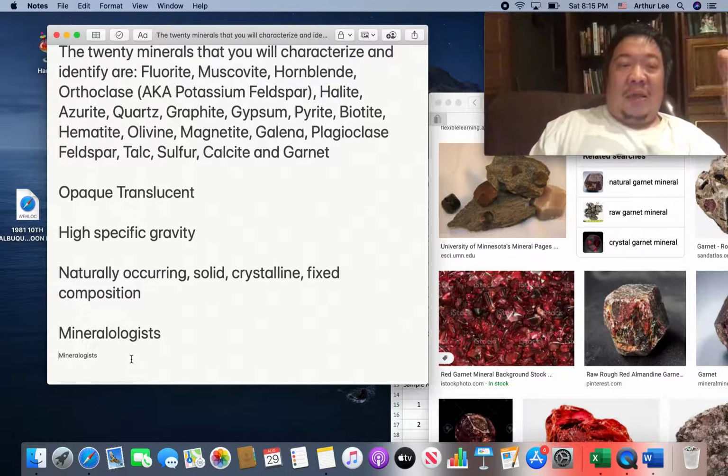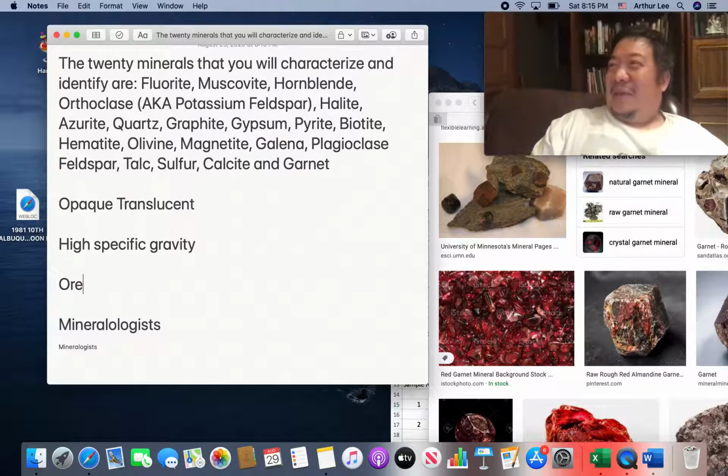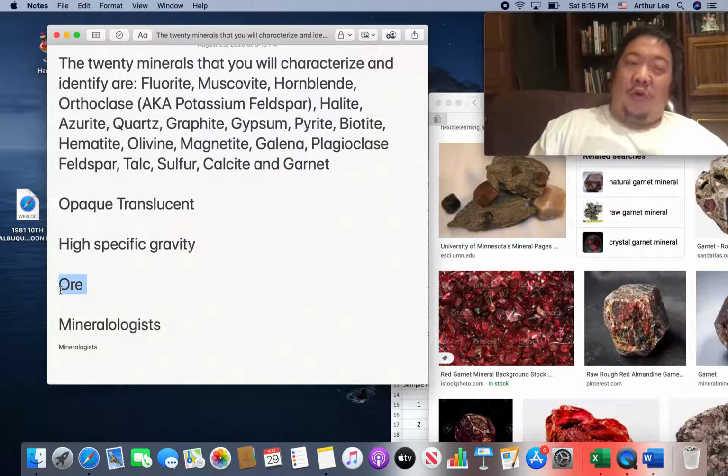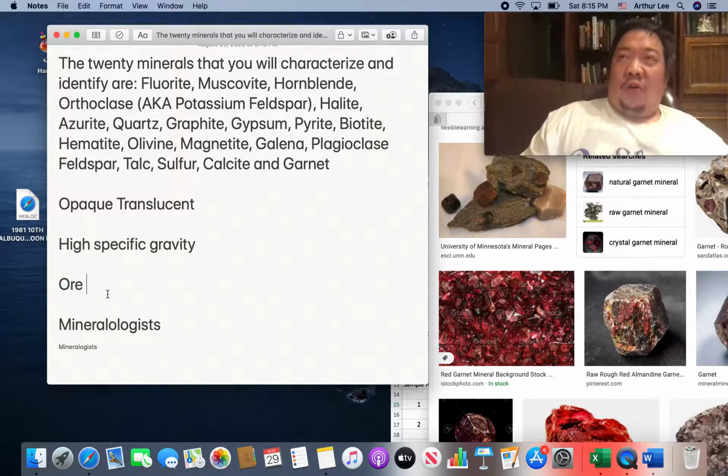Well, what geology is really about is money. I mean, that's the bottom line. And what mineralogists are interested in finding is ores, O-R-E. What is an ore, a mineral ore? An ore is a mineral deposit that can be mined for a profit to make money.